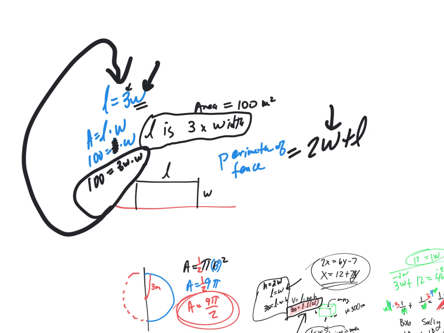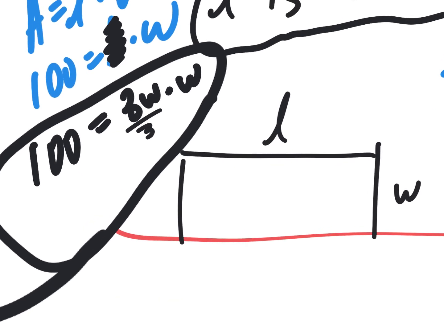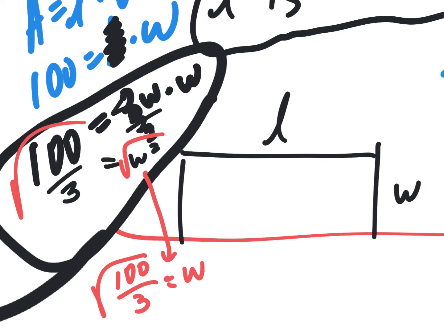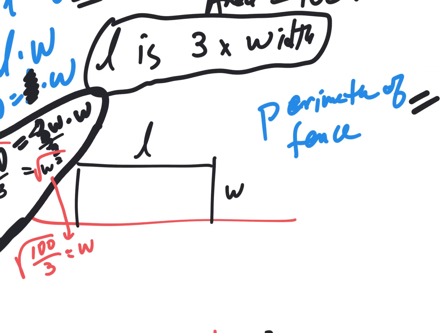Let's finish this one. All right, so I'm going to just finish this off. I'm dividing by 3, and then I have W squared equals 100 over 3. Then I'm going to go square root, square root. I do get plus and minus, but think about it. Can your width be negative? No. So I can just leave this as the square root of 100 over 3 is W. So W is now the square root of 100 over 3. Then what's the length?